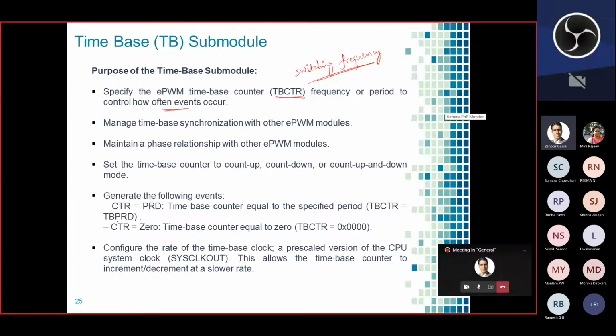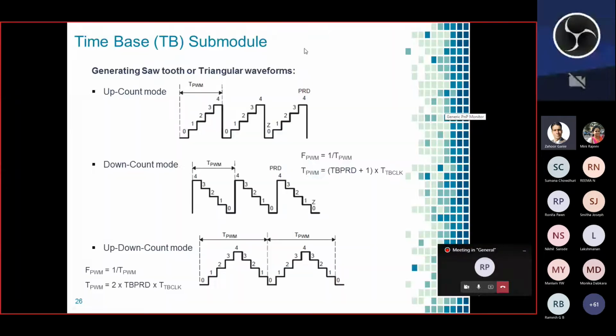So if your counter value is equal to the period, the inverse of this period will give you your switching frequency. Period means it will be converted into time, and 1 upon the period in time will give you the switching frequency. This is most important. The time-base submodule gives you the information of switching frequency, and you can generate the reference waveform for your PWM signal by using this time-base submodule.